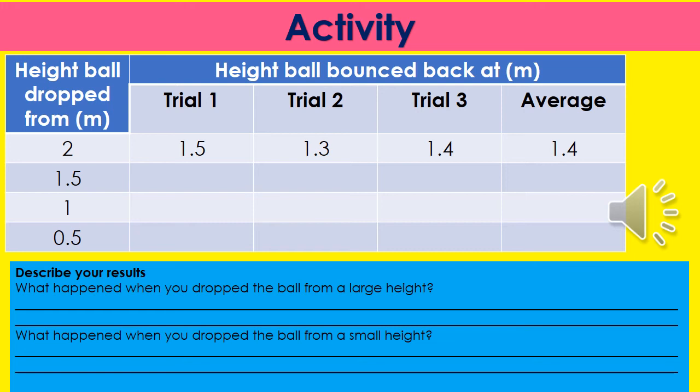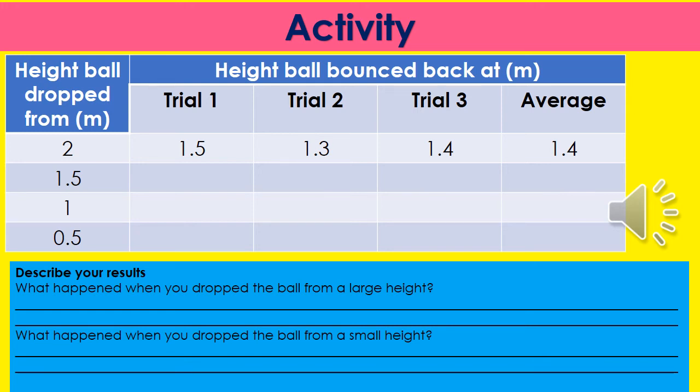What I then did is I calculated an average. To calculate an average, you have to add up the 3 trials and divide by 3. So I added up 1.5, 1.3 and 1.4, and then I divided the answer by 3, and that gave me an answer of 1.4. So you can do these yourself with the help of an adult.